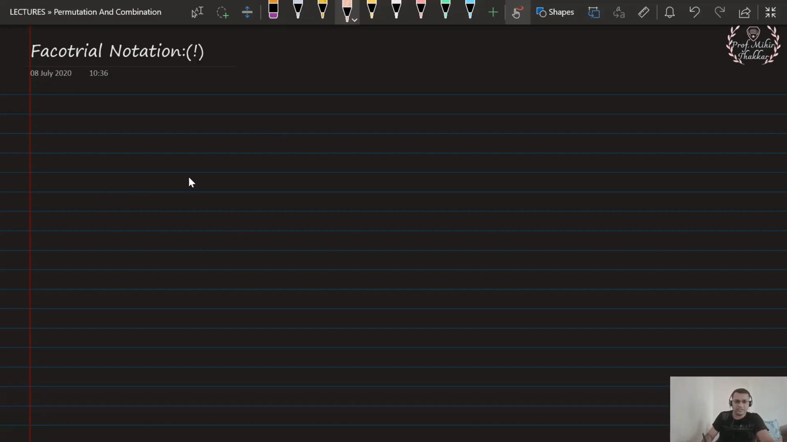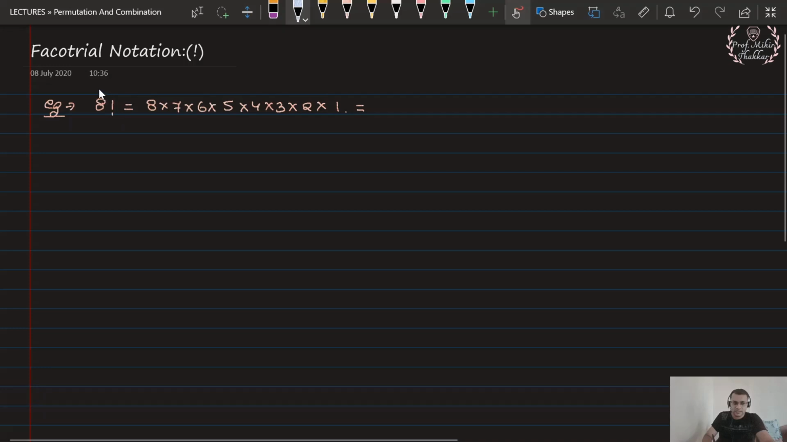Suppose I start with a very easy example. Suppose I want to find the value of 8 factorial. So what is that? 8 into 7 into 6 into 5 into 4 into 3 into 2 into 1. What I have done here is that whatever number is given to you, start with that number and reduce it by 1 each time, till the final number comes out to be equal to 1.